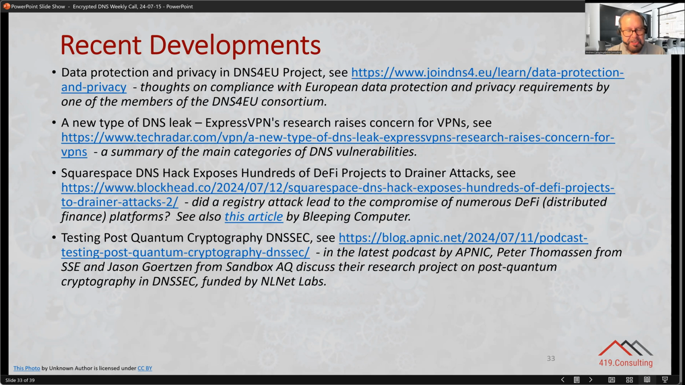And then at the bottom of the screen, the other one I mentioned, since I've been talking about post-quantum cryptography and DNSSEC: Peter Thomason and Jason Gortson put together a blog post on the APNIC site on that very topic. So that no doubt will give an indication of some of the ground that we covered in that side meeting at the IETF next week.